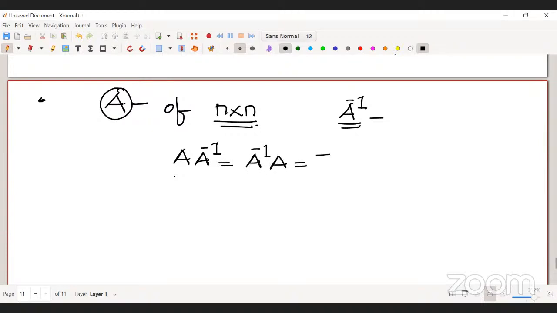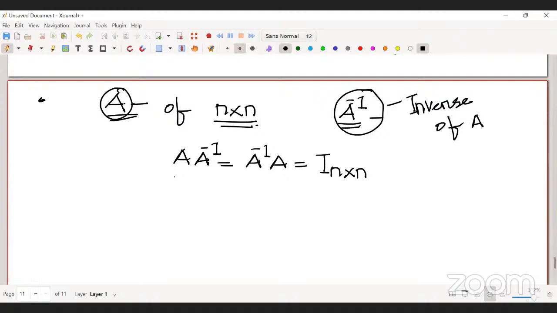A times A inverse is basically the identity matrix of order n. Okay. So that is, sir, repeat, sir. So the inverse of a matrix A is a new matrix, and we call this matrix the inverse of A. It is a matrix with this property: if you multiply A inverse with A, you will get the identity matrix of order n cross n.